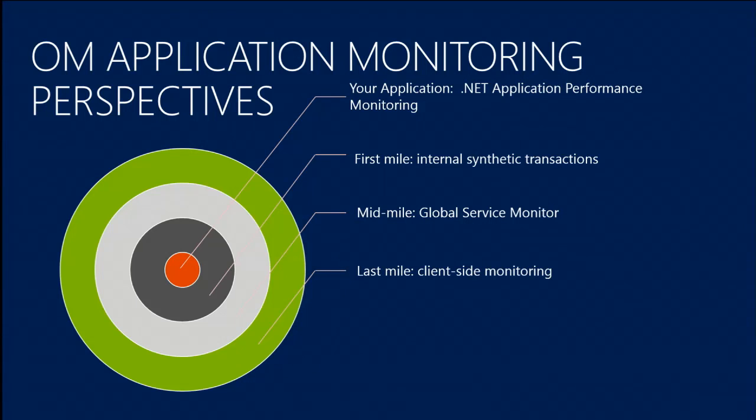And if you zoom out even a little further, this is where our Global Service Monitor lives. We call this the mid-mile perspective. Global Service Monitor allows you to view your application health from outside in. And as I mentioned before, we have 16 global locations and configure synthetic transactions, which will monitor externally facing websites, endpoints, or web services for availability, correctness, and performance.